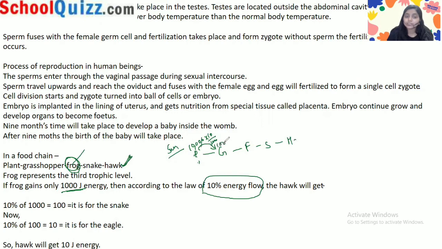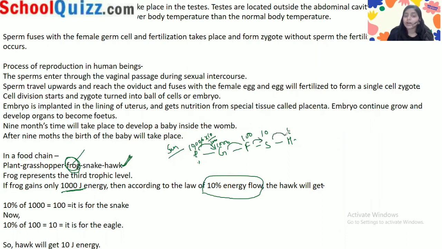So 1000 energy will be transferred to the grasshopper. Then 100 energy will be transferred to the grass. Then 10 energy will be transferred to the snake. Then only one energy will be transferred to the hog. So this is how the 10% law is followed.